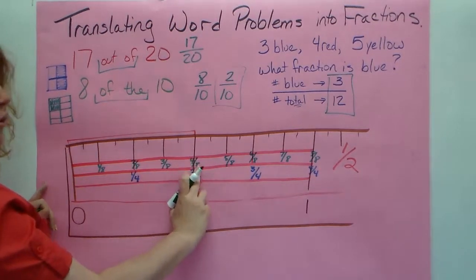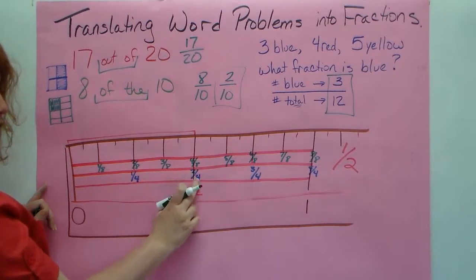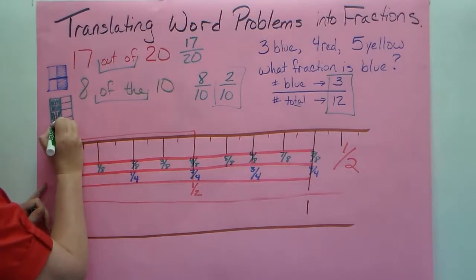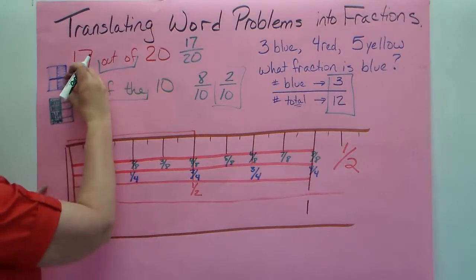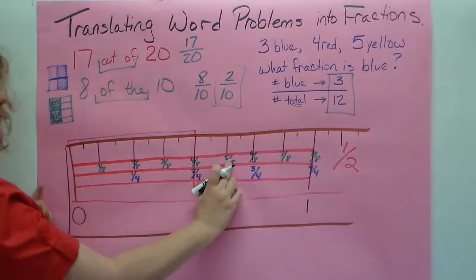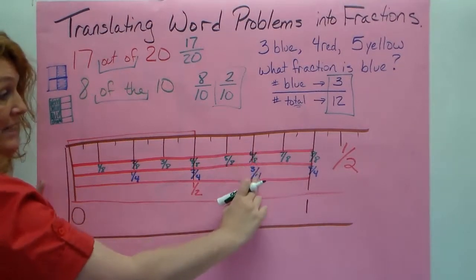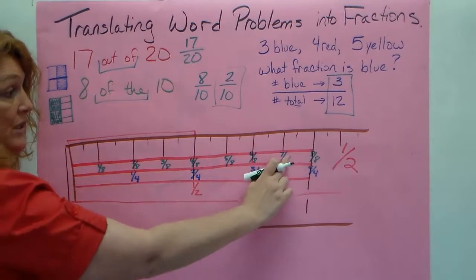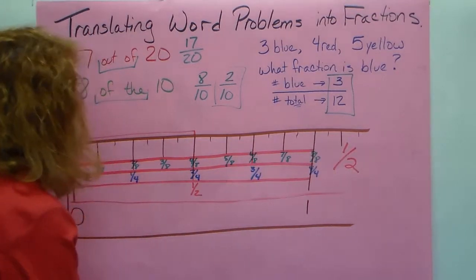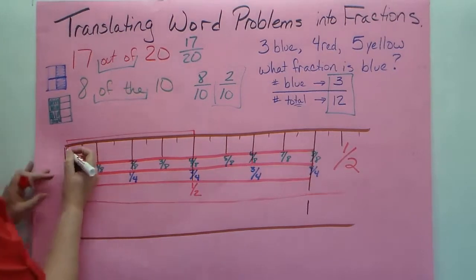3/8, 4/8. 4/8 is the same as 2/4, which is the same as 1/2. 5/8, 6/8 is the same as 3/4. 7/8, 8/8. Then I can break those even smaller.